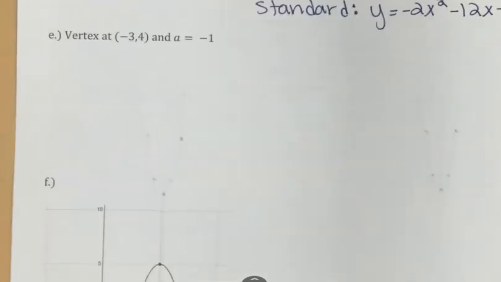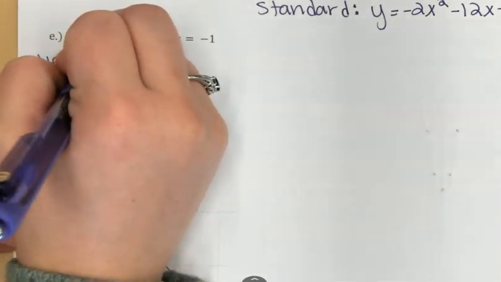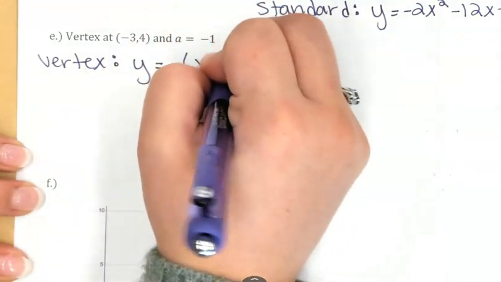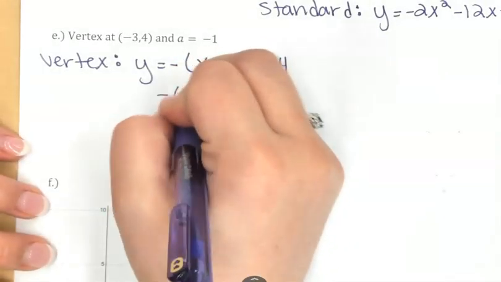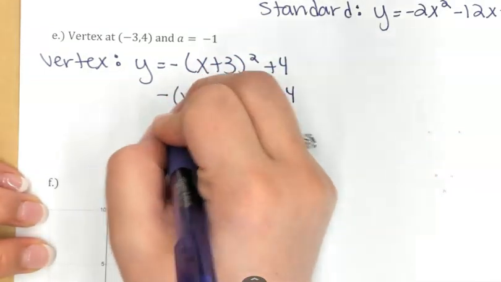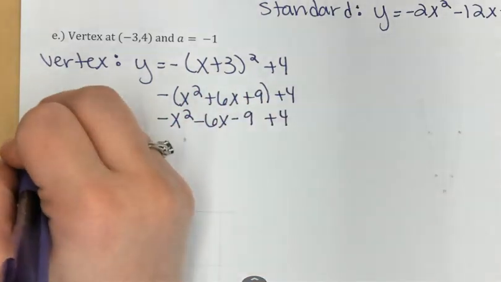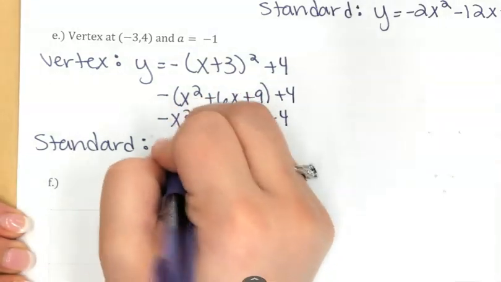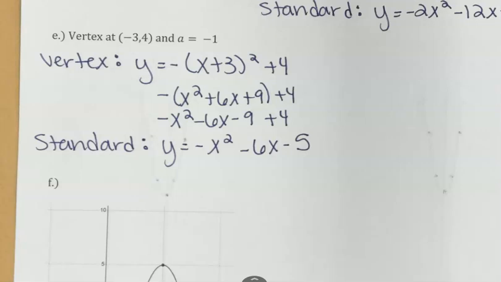Okay, on the next one, again, I'm given the vertex and a, which means I can go ahead and immediately write this in vertex form. That's going to be negative x plus 3 squared plus 4. To put that in standard form, again, expand it out. So I'm going to start first by foiling, then distribute my minus, and then lastly combine like terms. So for my standard form, I'm going to have negative x squared minus 6x minus 5.